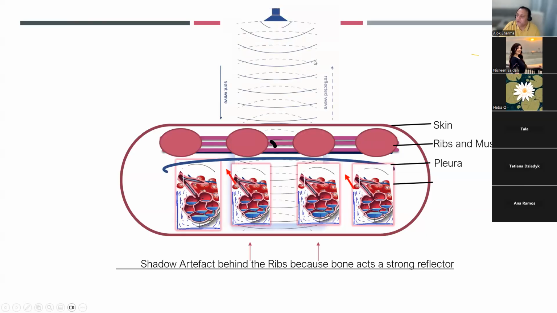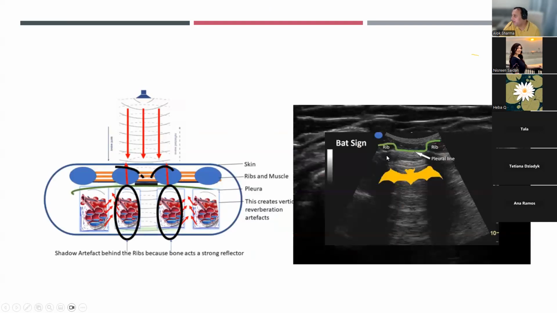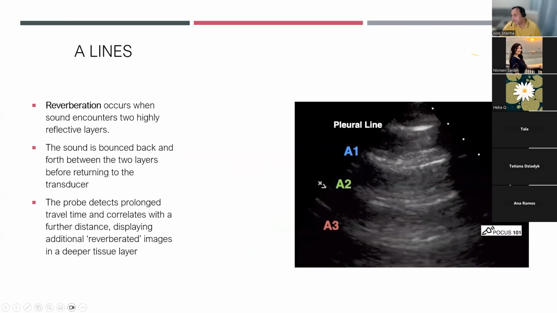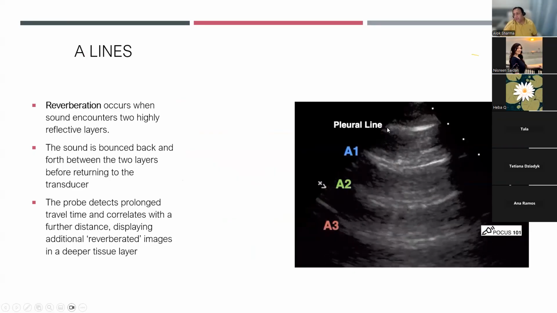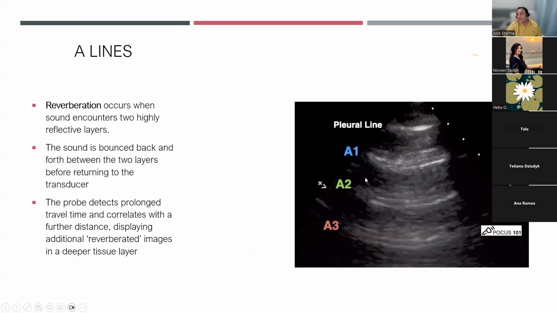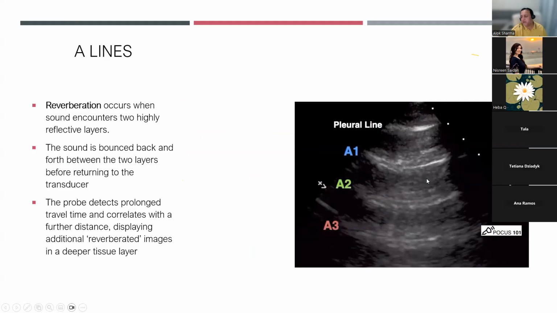And I'm using a linear probe with a large footprint. On the other hand, again, this is a linear probe that we're using in an adult. But if I start using a sector probe, as you can see over here, can you see how little pleura I see? Can you see how difficult it is to see sliding in this? You're still seeing A lines, which is reverberation artifact.